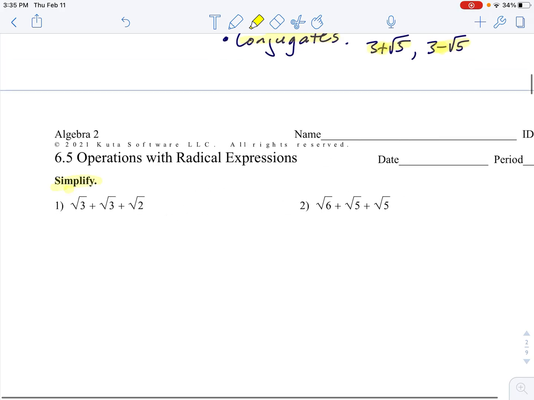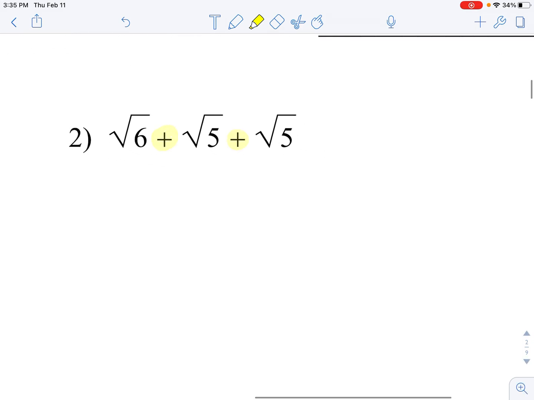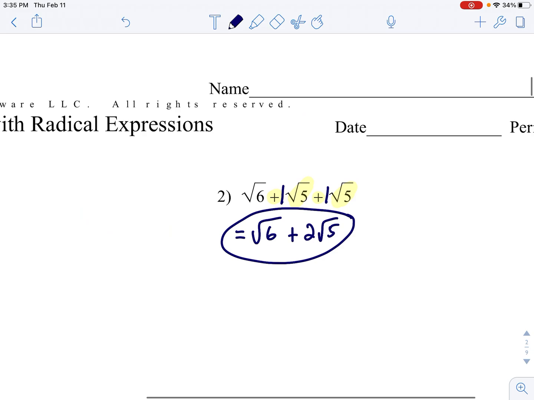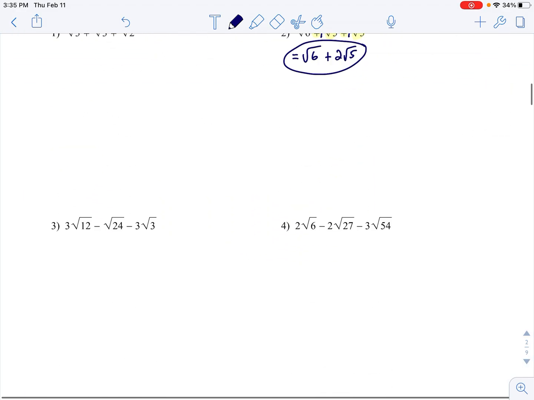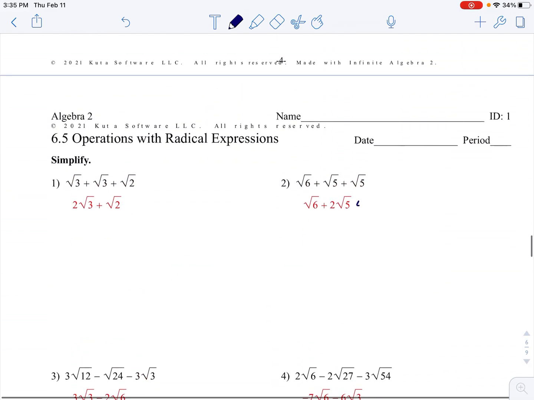So the directions are simplify. That's pretty generic. Number 2, as you can see, is an addition problem. And we do have like terms. The radical 6 is not a like term, so you can only combine like terms. The radical 6 you can't do anything with. Plus 1 square root of 5 plus 1 square root of 5 would be plus 2 square root of 5. Everything is simplified, so we're done. You don't grab a calculator and type in square root of 6 and get a decimal. That's not a thing you do. Let me check number 2. I can't imagine I'd get it wrong, but yeah, there it is.